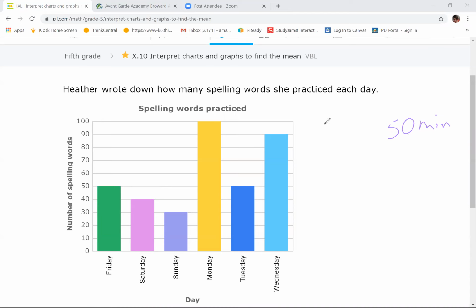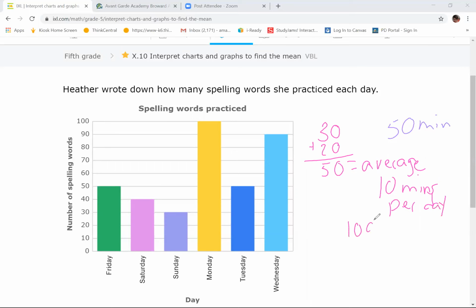So if you did 30 minutes on Monday and 20 minutes on Tuesday, that means you have your full 50 minutes, which is equal to an average of 10 minutes per day, which means that you have 100% attendance, right? If you want 100% attendance, you need to get 10 minutes per day.